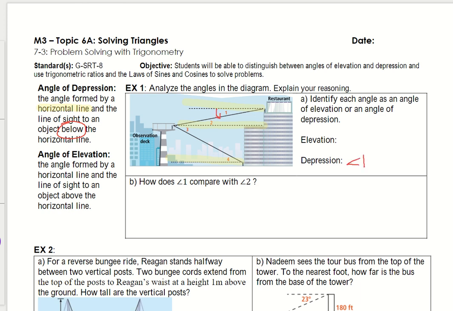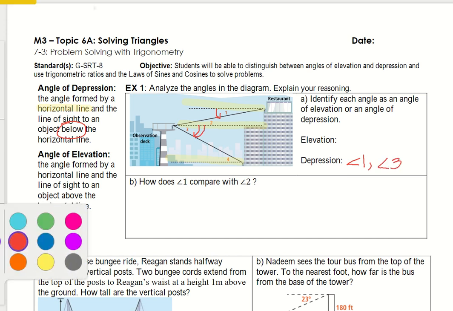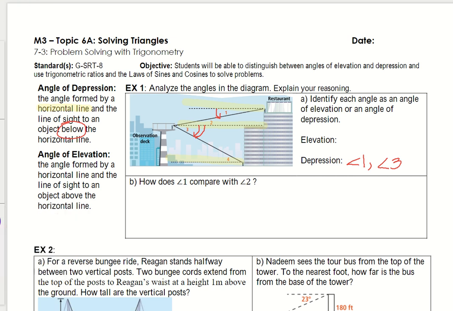I can see a similar thing with angle 3, right? They're looking down for angle 3. So those two are what I would call angles of depression, versus an angle of elevation, which is when they're looking above that horizontal line. We can still think of the same horizontal lines. If this person is looking up at the person at the top of the restaurant, that would be an angle of elevation at angle 2.